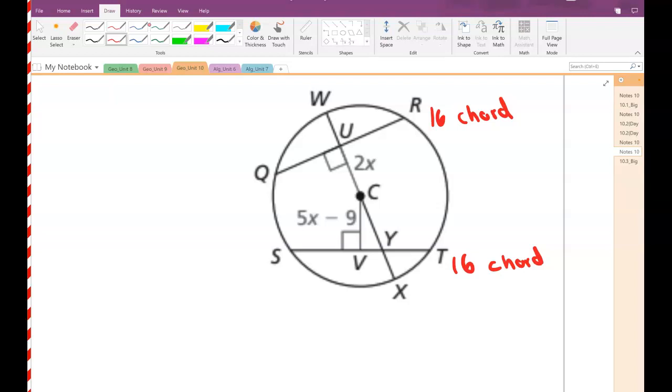W to X is our diameter. It intersects a chord perpendicularly, so we know that QR is bisected. QU will be equal to UR. So if you want to draw your little tick marks in there to show congruence, you can. This here is congruent to this here. And that means we have to split up 16 evenly. We're bisecting 16, so each of these sides are 8. 8 and 8.